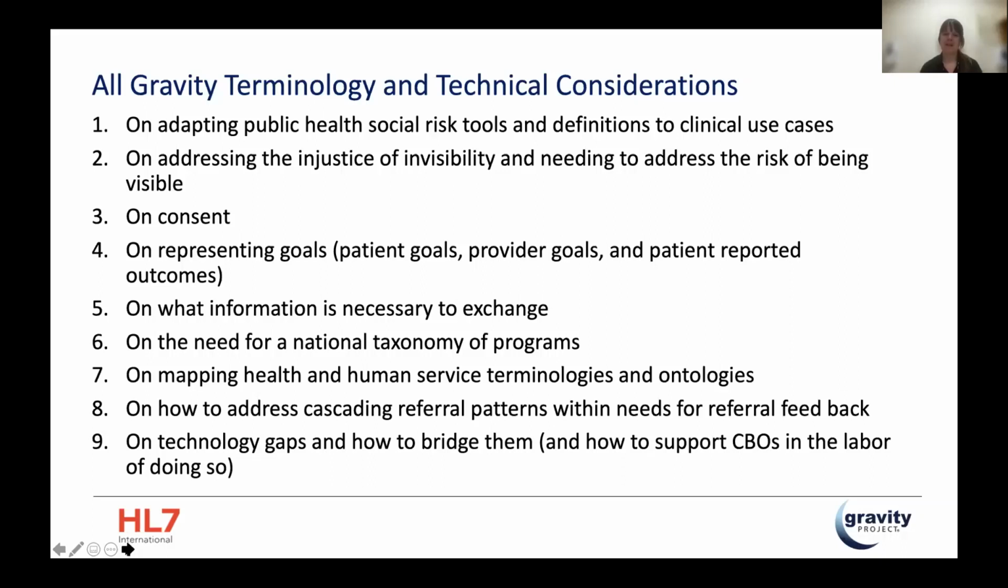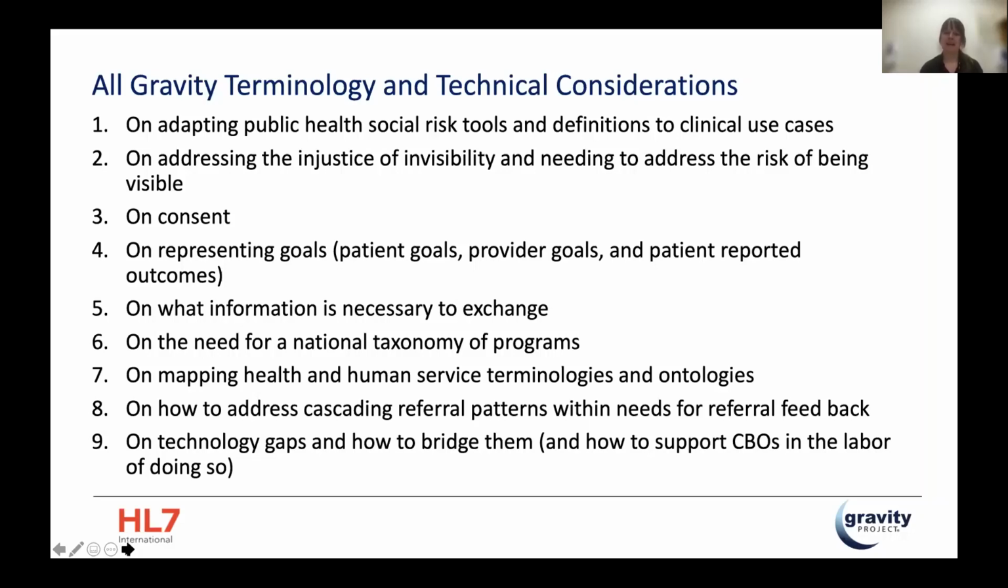And the last thing is the cascading referral patterns. If someone's getting bounced around to different agencies in order to get their need met, how does the referral come back? And lastly, from a social justice perspective as well, we're very careful to anticipate the labor that we're placing on community-based organizations. We acknowledge, and that was named in an early slide, there's a technology gap. Many of these organizations working in communities don't have the robust infrastructure of the healthcare system. So we're considering how to bridge technology gaps and how to support community-based organizations in the labor of doing so.